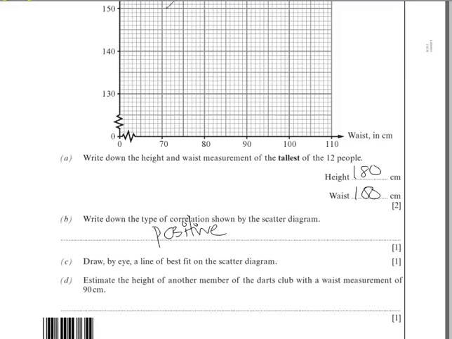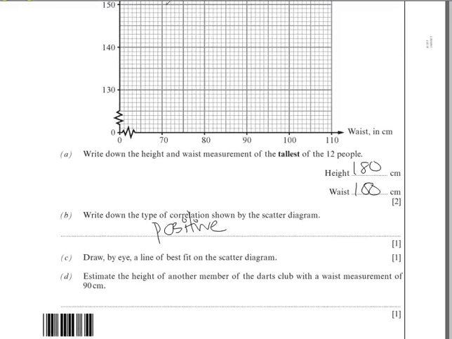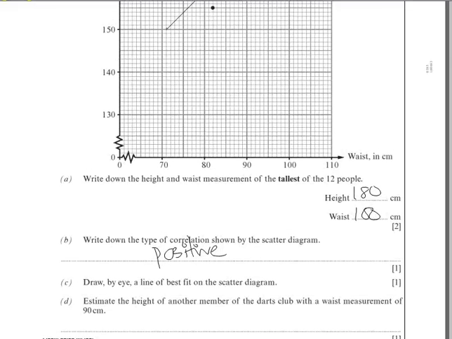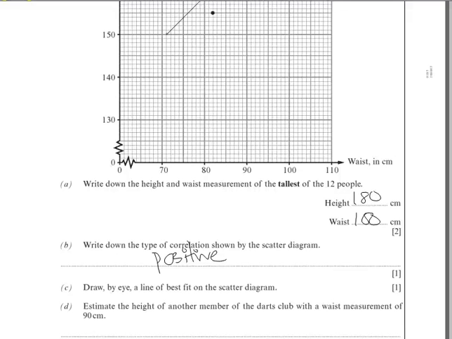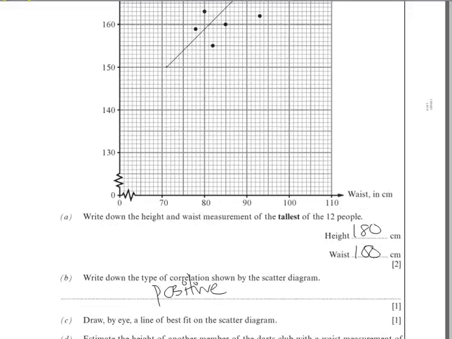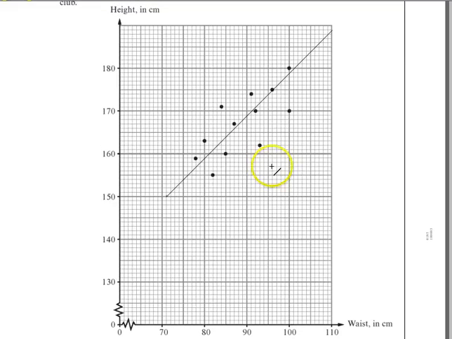And now the next bit, part D. Estimate the height of another member of the darts club with a waist measurement of 90 centimeters. So using this graph then, the waist measurement's 90, so I'm going to draw a line for this. I'm going to go up from 90 up to the line. And then, based on that line, I can make an educated guess, can't we? Go up at 90, there's the waist and here's the height. So I'm going to read off the height and draw a little line in here so that I'm absolutely clear where I am.